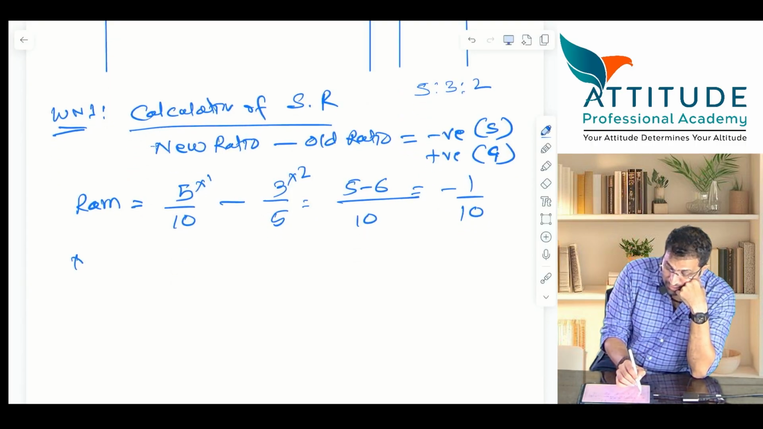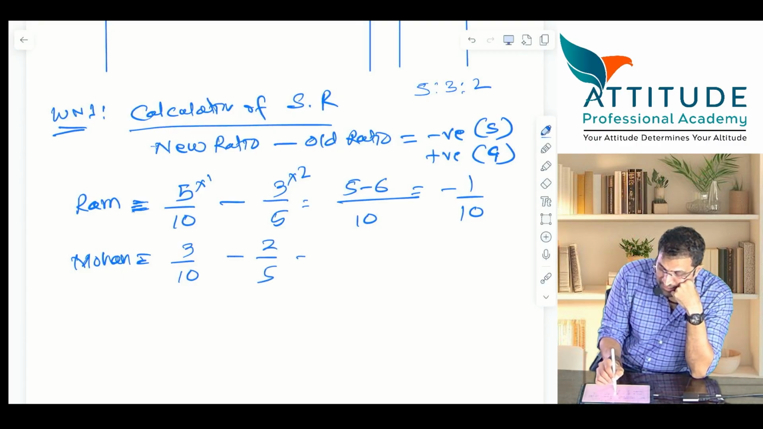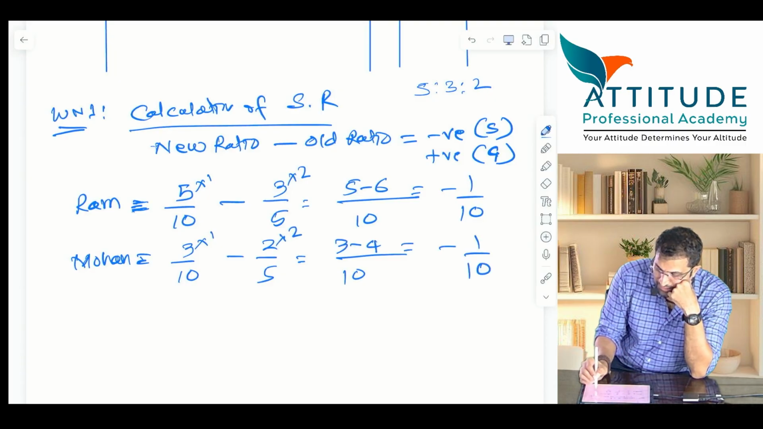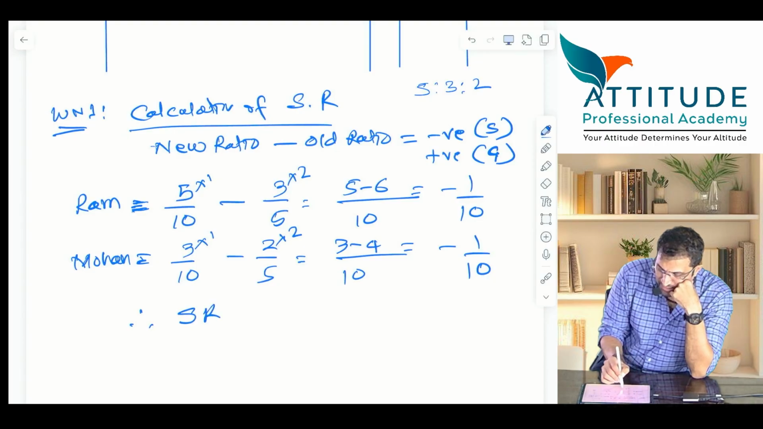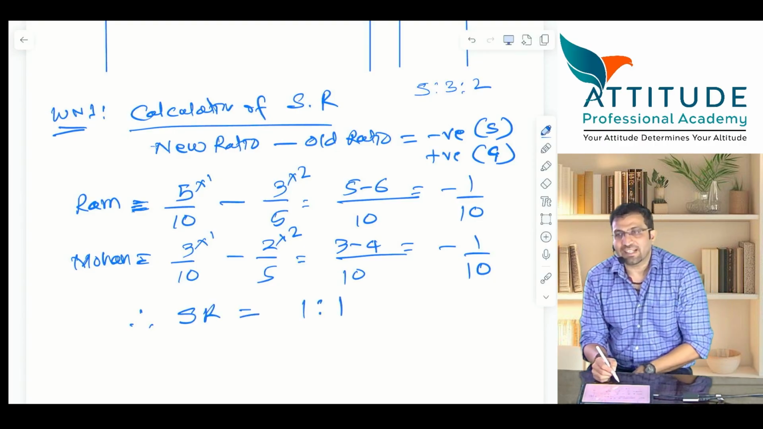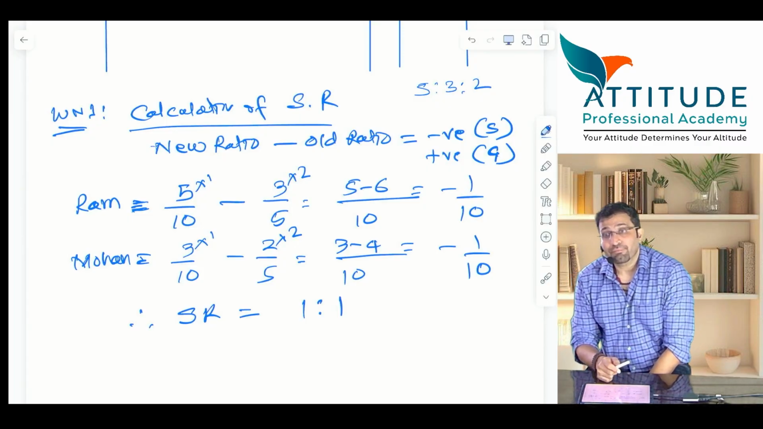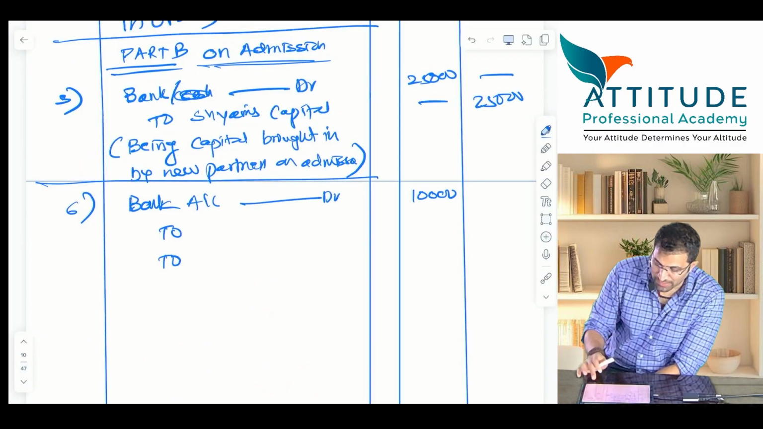Mohan: 3/10 minus 2/5. LCM 10, into 1, into 2. 3 minus 4, minus 1/10. Therefore, sacrifice ratio is 1/10 : 1/10, that is 1:1.